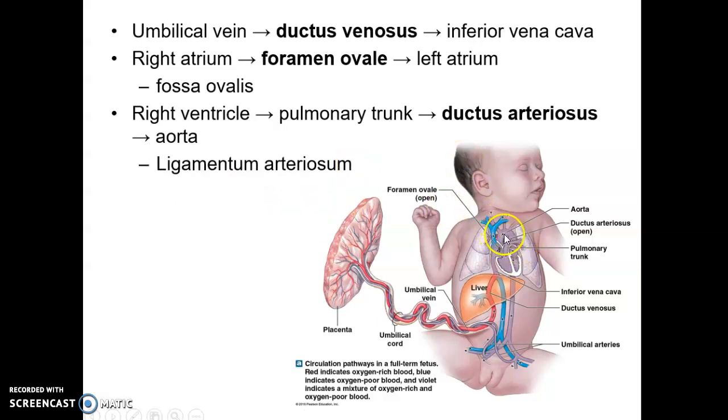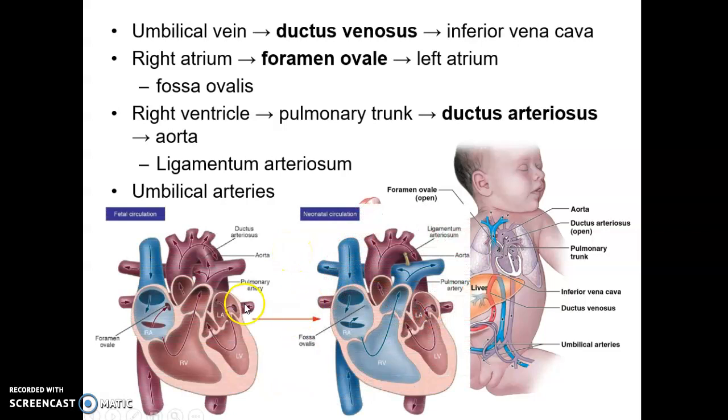After birth, that blood vessel starts to close down and constrict, and then it's simply a connective tissue structure called the ligamentum arteriosum. Okay? And then the umbilical arteries, we talked about those, carrying oxygen poor blood via the umbilical cord to the placenta to the mother.